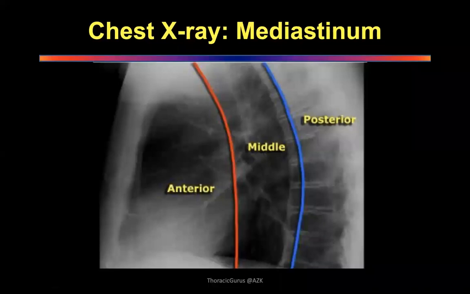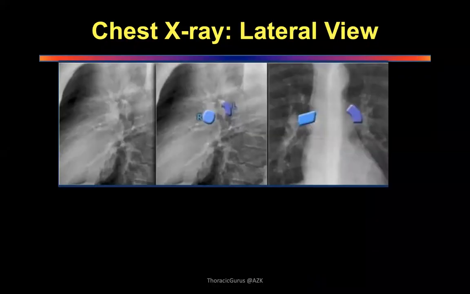Again, the mediastinum on a lateral X-ray is divided into anterior, middle, and posterior. It's a different view. You just have to get used to it. This is the view that we operate on in the patient, so this gives you a better understanding of thoracotomy and things like that.